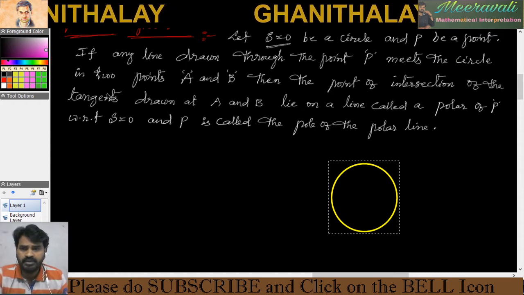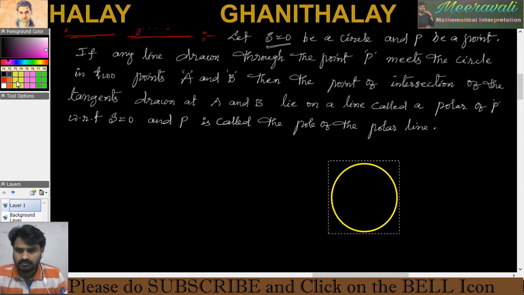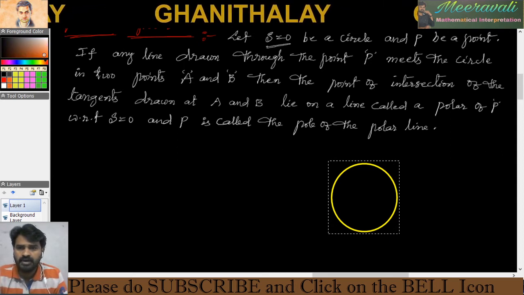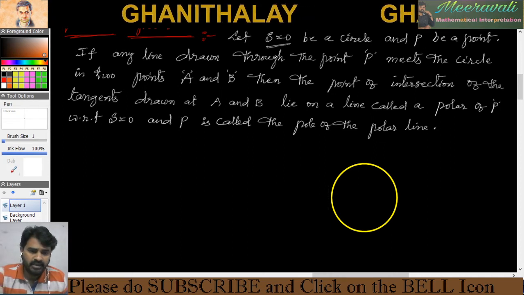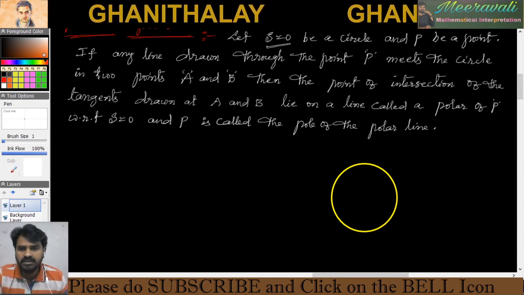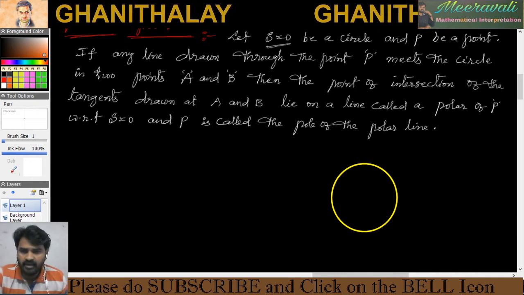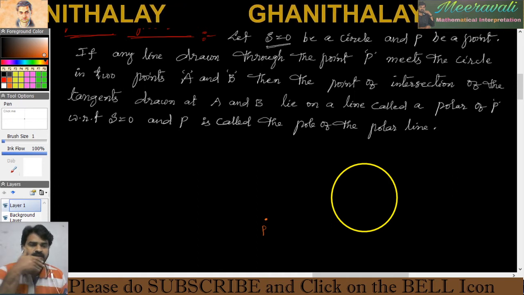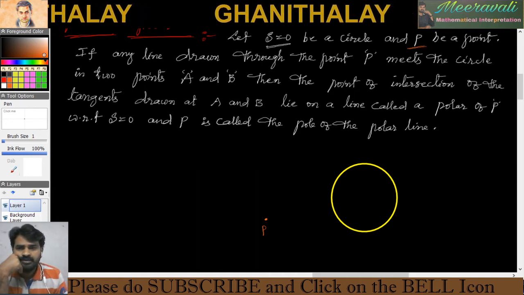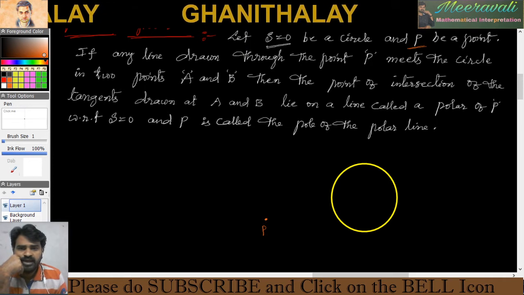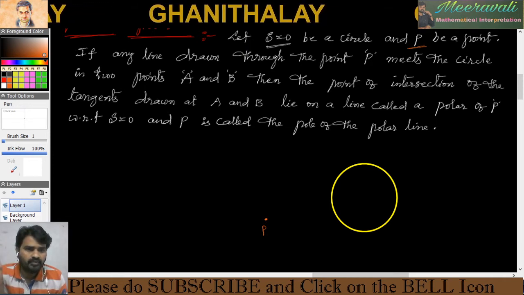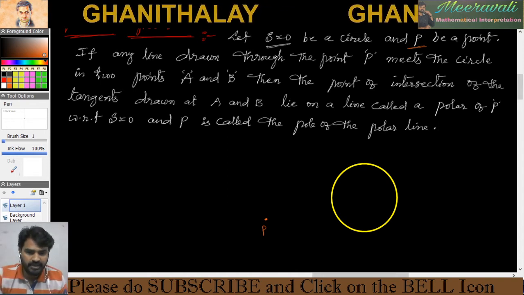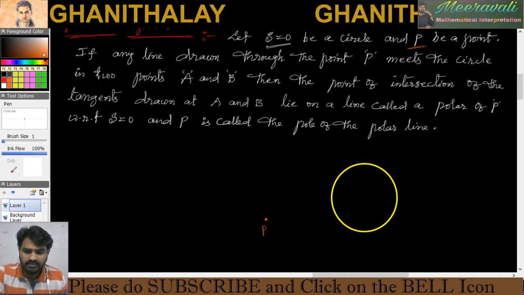And P be a point. Here the point can be taken either interior, exterior, or on the circle. Suppose for explanation I have taken a point P exterior to the circle. After taking the point P, any line drawn through the point P meets the circle in 2 points. Now we are going to draw a line through the point P which cuts the circle at 2 points.